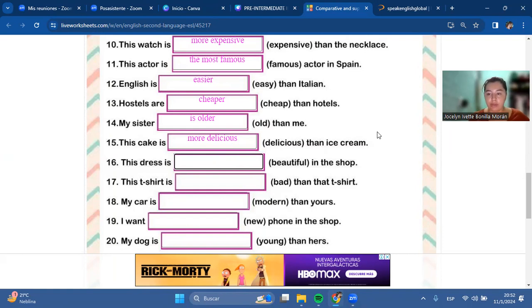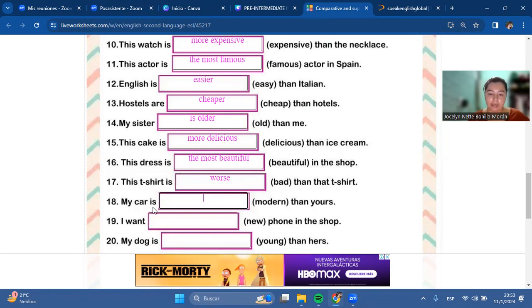The most beautiful, yes. And what about the number 17? It says this t-shirt is worst. Worse than that t-shirt. It is worst. Okay, good lady. So it's worse. Check the spelling. Worse. All right.